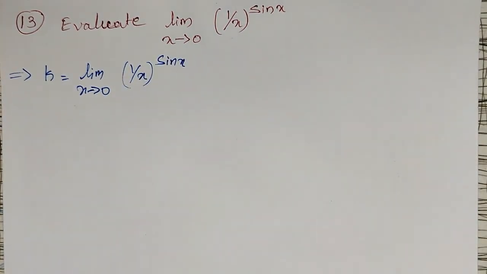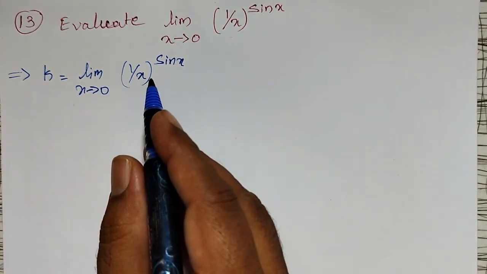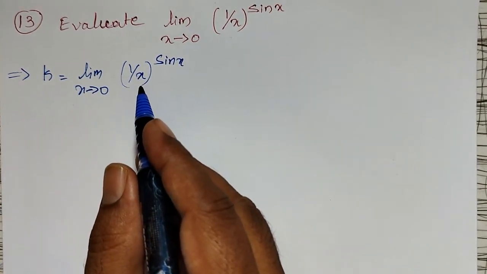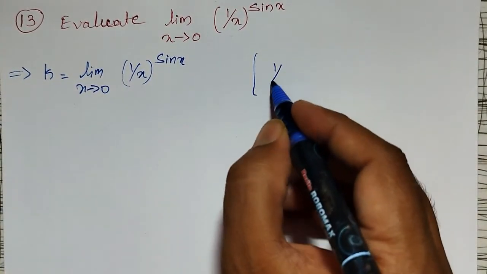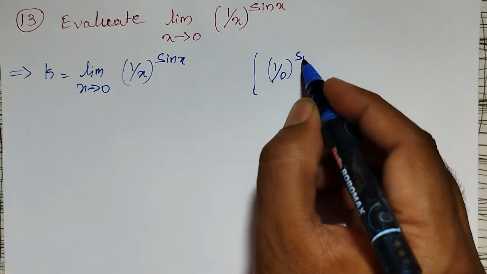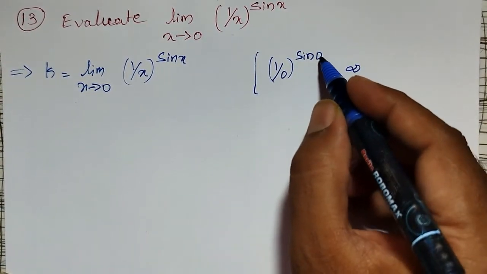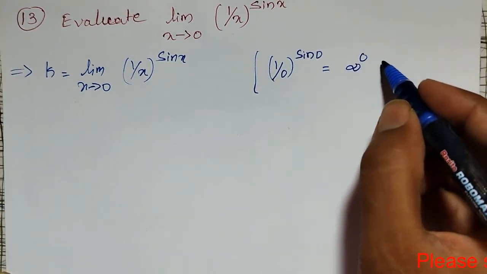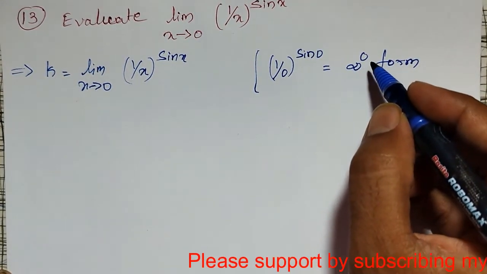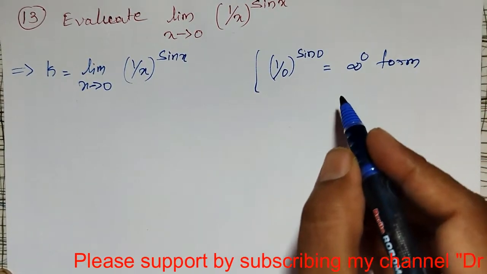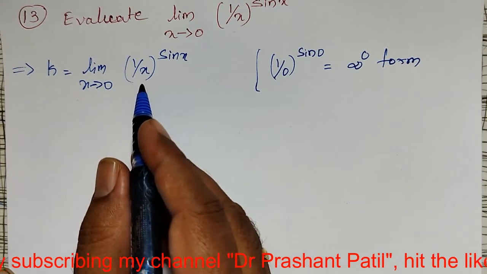Let me check in which indeterminate form it is now. By substituting x equal to 0, we will see whether we are getting a finite value or an indeterminate form. If I substitute x equal to 0 here, 1 by 0 raised to sin 0. 1 by 0 is infinity and sin 0 value is 0. Therefore, it is in the infinity raised to 0 form, which is an indeterminate form.